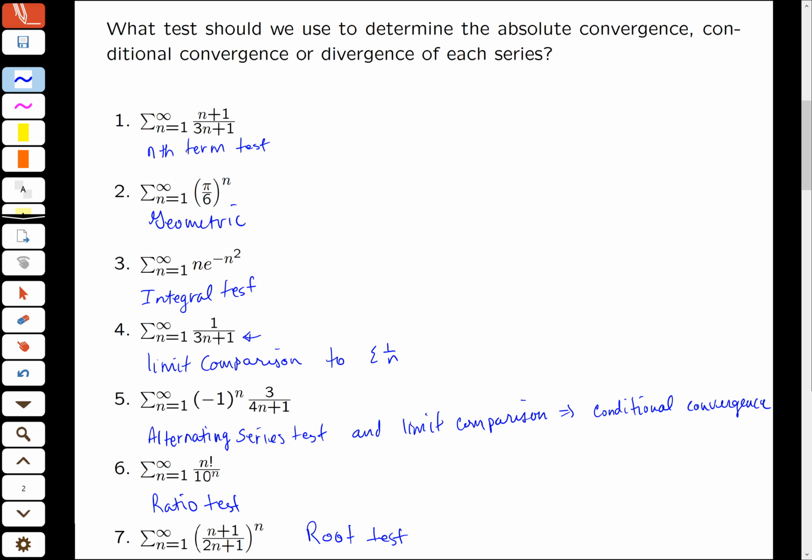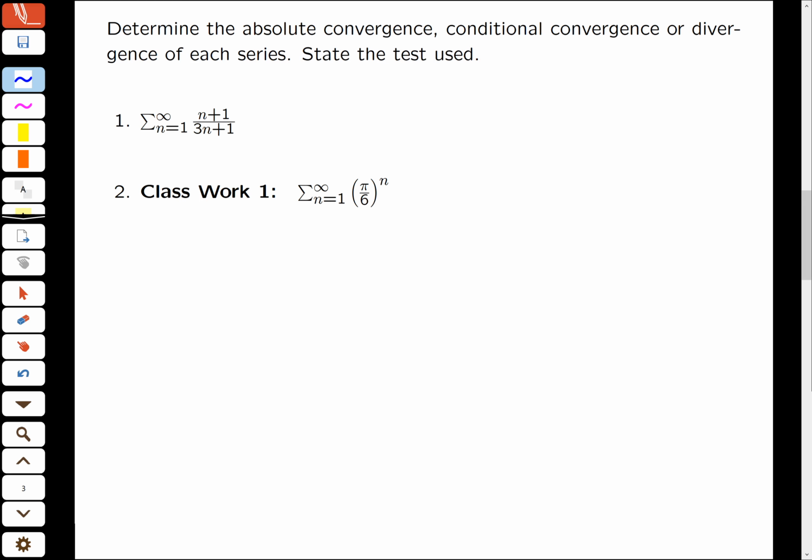Okay, let's run through some examples here. Determine the absolute convergence, conditional convergence, or divergence of each series. State the test used. For number 1 here, I have the sum n equals 1 to infinity of n plus 1 over 3n plus 1. And we said this one was the nth term test. How do we do the nth term test? Take the limit of everything inside the summation. So we're looking at the limit of n plus 1 over 3n plus 1. How do I take this limit?